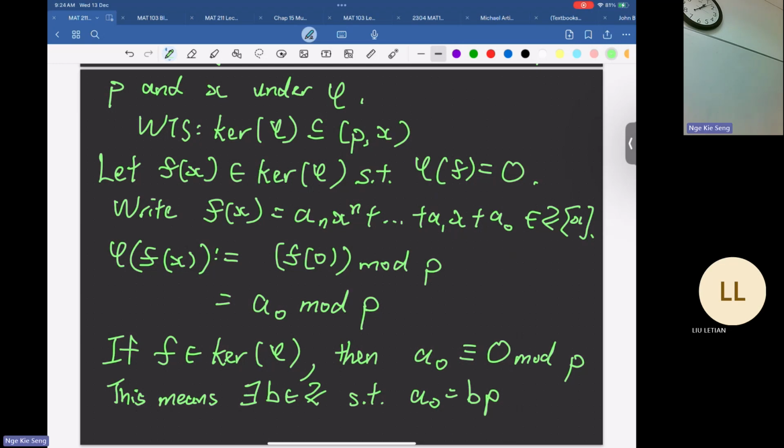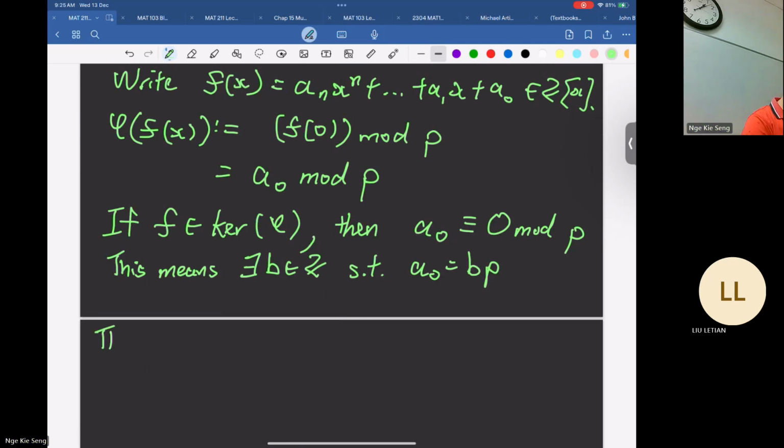So the last term here is a multiple of p. The previous terms here are multiples of x. So I have a linear combination of x and p. I showed that everything in the kernel of phi must be a linear combination of p and x. That's enough.